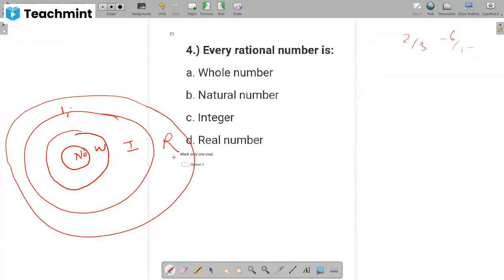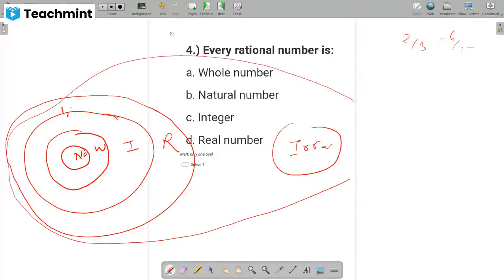The numbers which are not in the form of p by q are irrational numbers. So this is a different one. Irrational numbers are different. And the set of all the rational and irrational numbers, the biggest set, is called the real numbers.